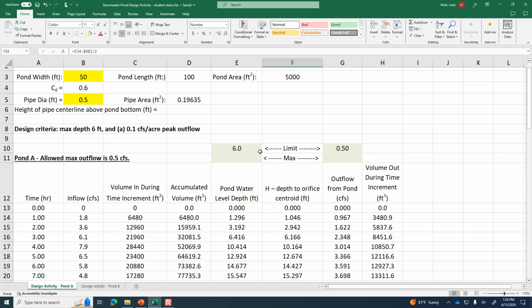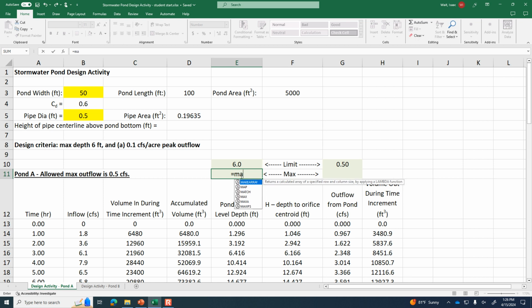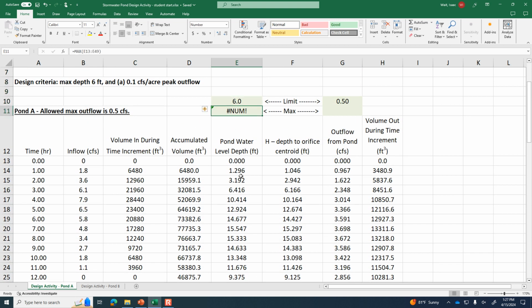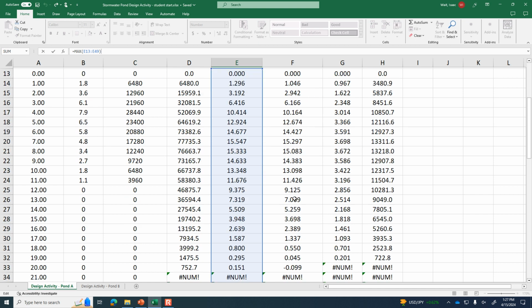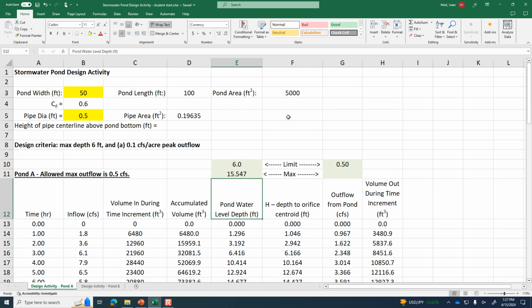So our limit for the depth was 6 feet. Let's see, equals max, and then go down across the range, and that'll tell you what's the maximum water depth. It seems like it doesn't know how to interpret that number thing here, so let me just go up to where we have actual numbers. The pond got too deep. It's 15 feet deep. So does anybody know what we have to do to make it so it doesn't get so deep?